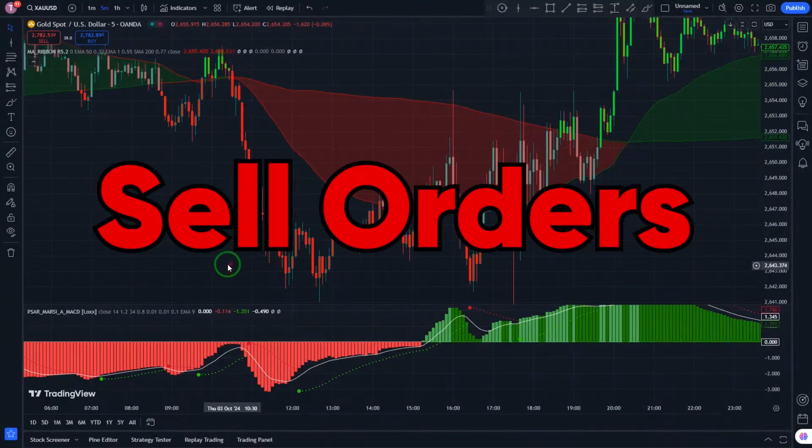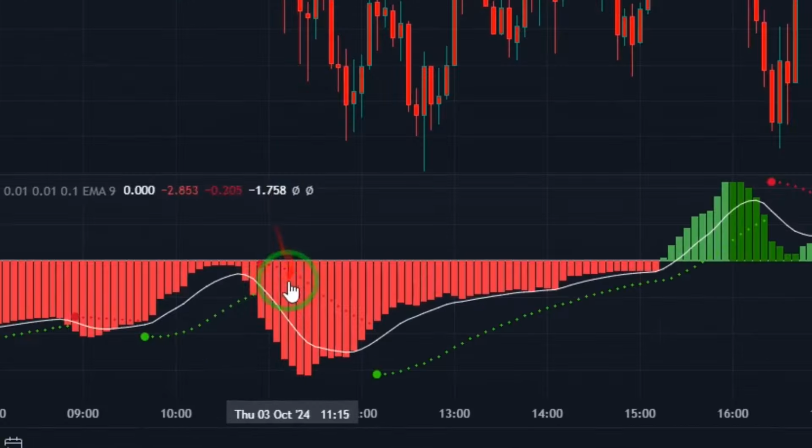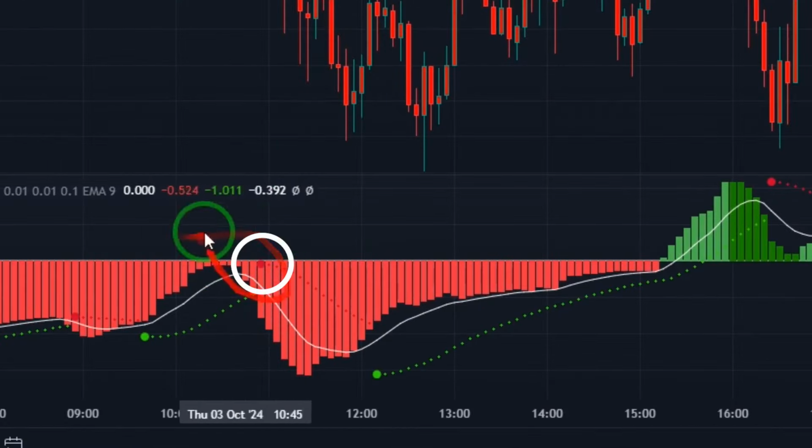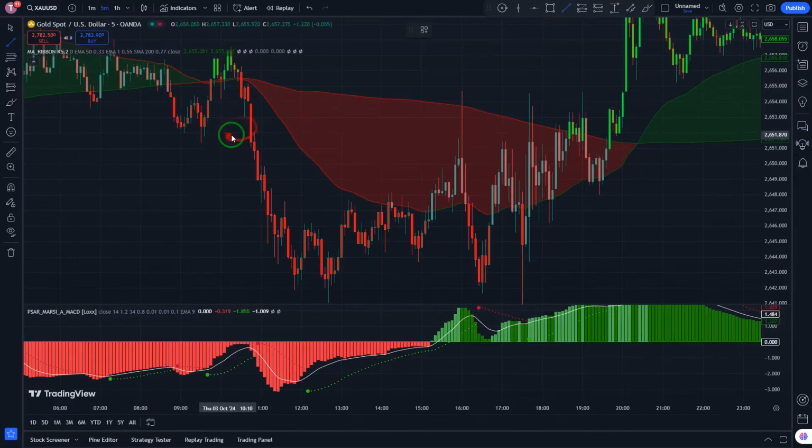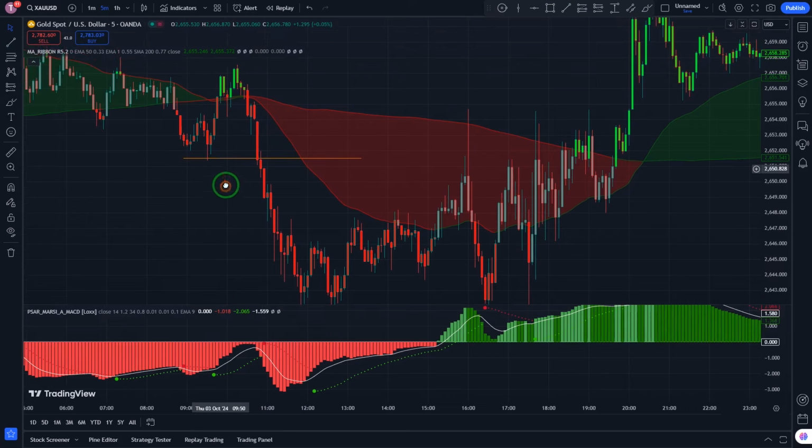For a sell order, we first need to look for a red histogram on the chart. After that, we need to find a red dot in this area. Now we need to ensure that the price candles at this point are below the red ribbon line. If all these conditions are met, we know that we have found a suitable entry point for the trade.